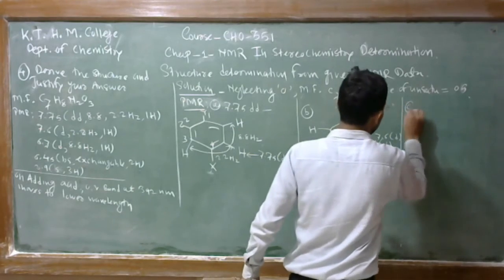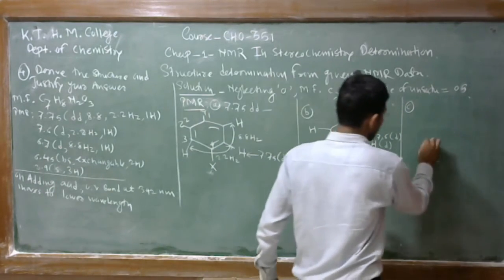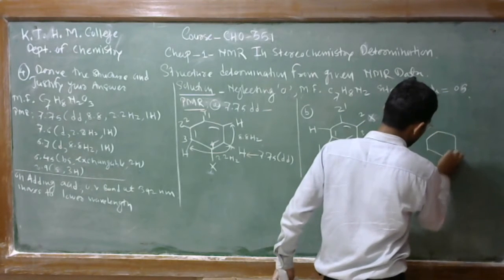Also the third signal, that is 6.7. So that proton shows only which couplings?